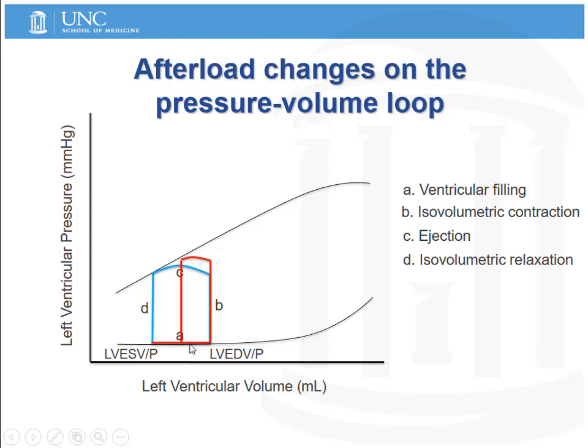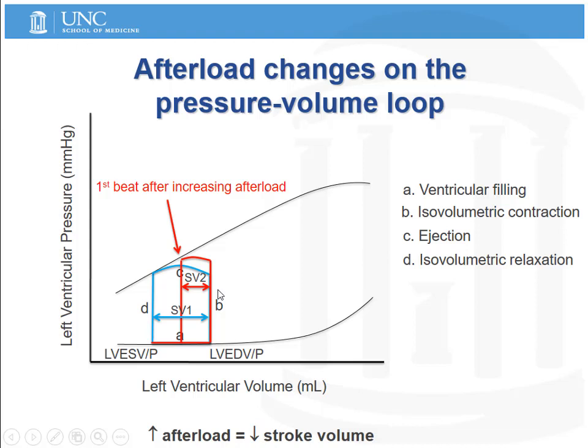So the stroke volume is the end diastolic volume minus the end systolic volume, and it's the width of the pressure volume loop. So with this increased afterload, there is an increased end systolic volume, so the pressure volume loop is more narrow and the stroke volume is decreased. It's important to note that this red pressure volume loop shows the first cycle, or the first heartbeat, after an increase in afterload, and this shows the most drastic decrease in stroke volume.